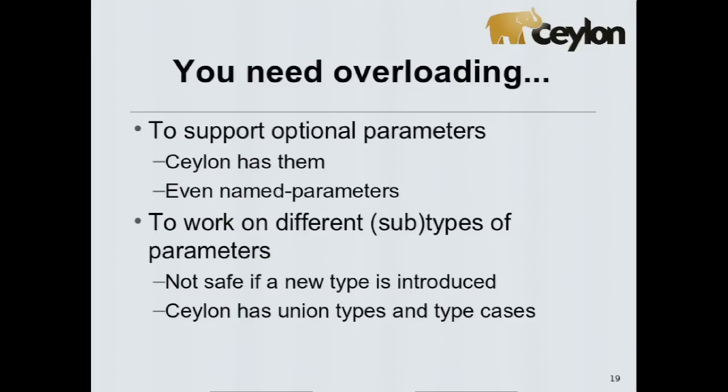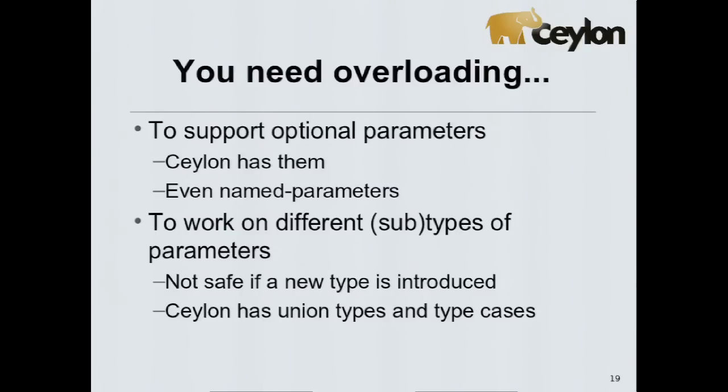What was I saying? Yeah, overloading. The two main use cases you use overloading for are to simulate something like optional parameters. Basically, you've got a very complex complete method, but you want a much simpler way to access it with some default value, so not having to repeat this kind of default everywhere. Ceylon actually has default parameter values and also named parameters. We'll see an example down the road.